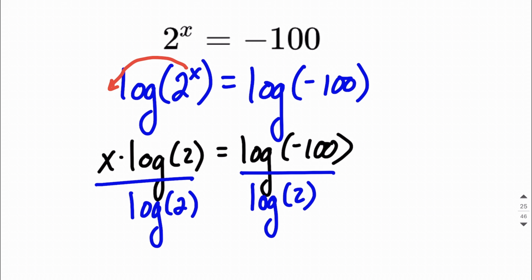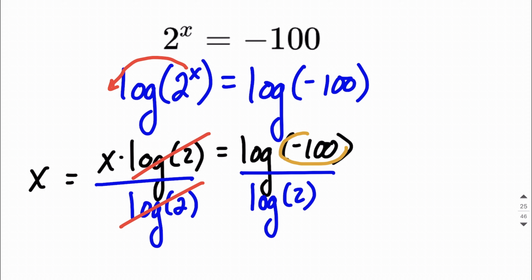On the left-hand side, log of 2 over log of 2 simplifies down and makes a 1. So we've isolated the x on the left-hand side all by itself. But we do run into a little bit of a problem on the right-hand side. What you should notice here is something kind of special going on.